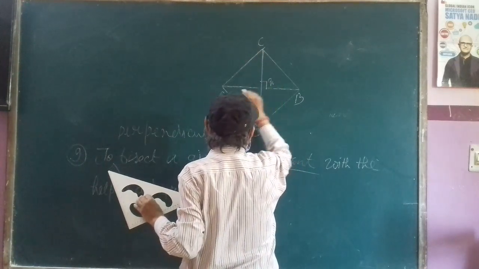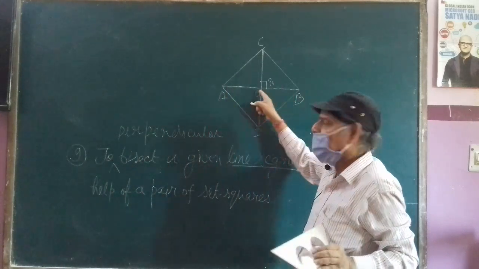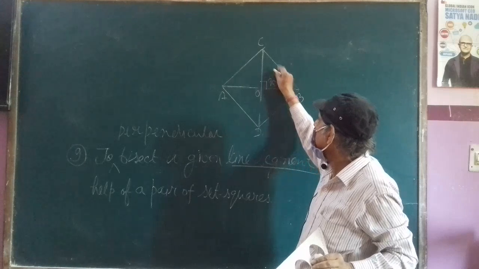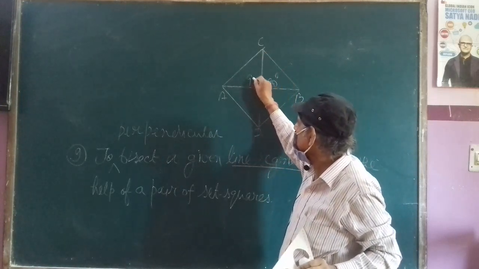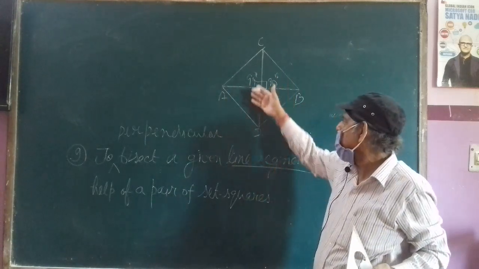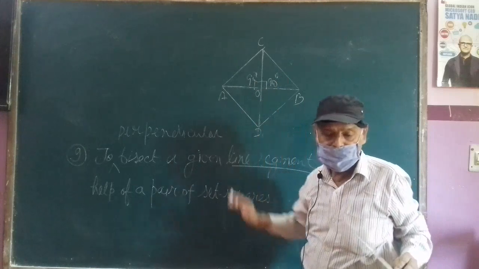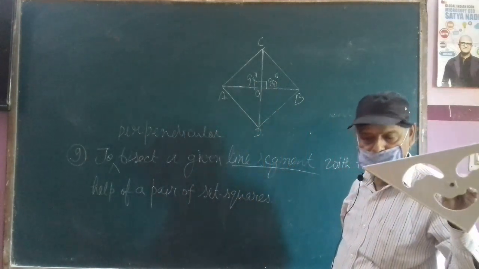This is 90 degree. Also this passes through O. AO and BO are equal. This is angle COB is 90 degree. You may also say angle AOC is also 90 degree, and all four angles are equal to 90 degree. So this is the construction you have done with the help of this.